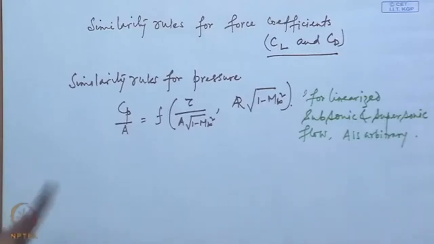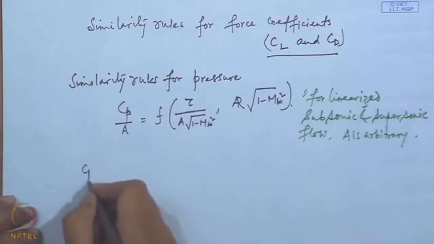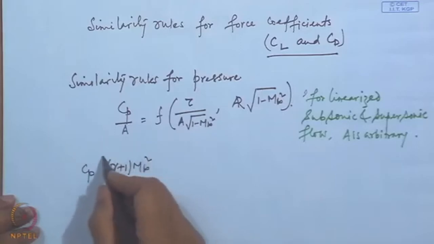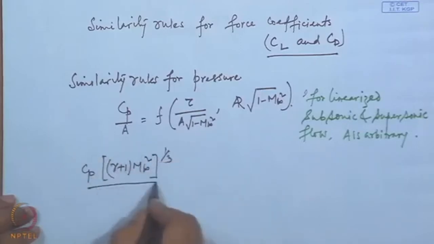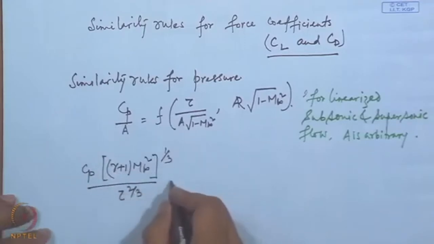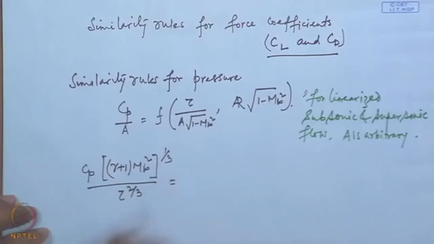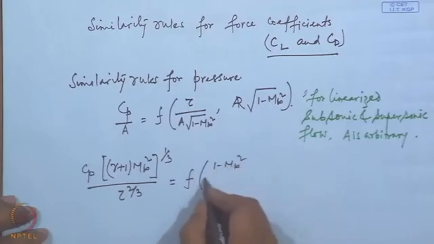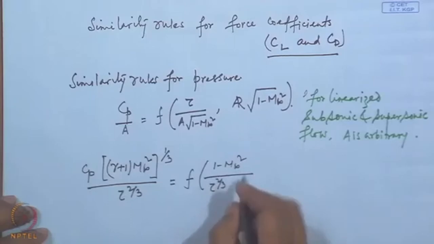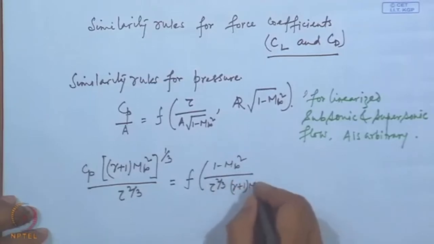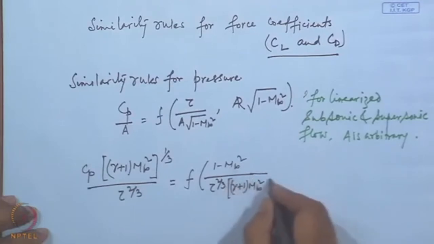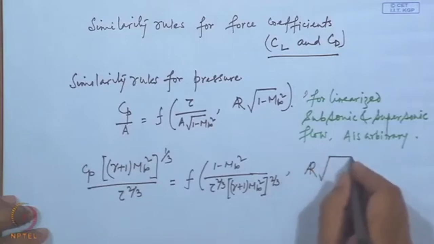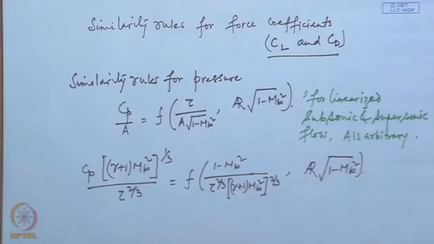And this for transonic flow has become Cp into gamma plus 1 M infinity square to the power 1 by 3 by tau to the power 2 by 3 equal to a function of 1 minus M infinity square by tau to the power 2 by 3 gamma plus 1 into M infinity square to the power 2 by 3, into aspect ratio root over 1 minus M infinity square. This is for transonic flow.